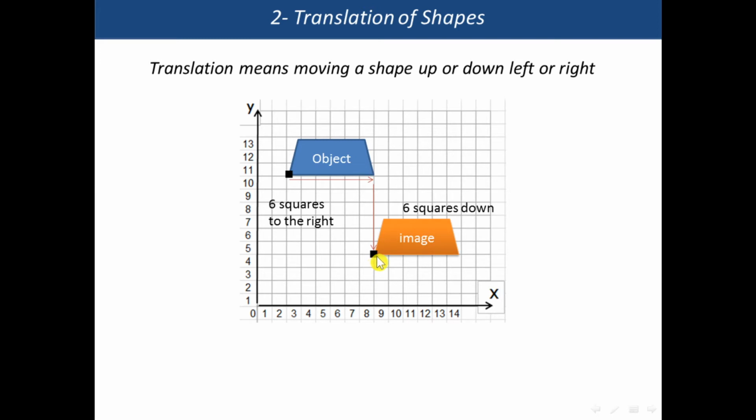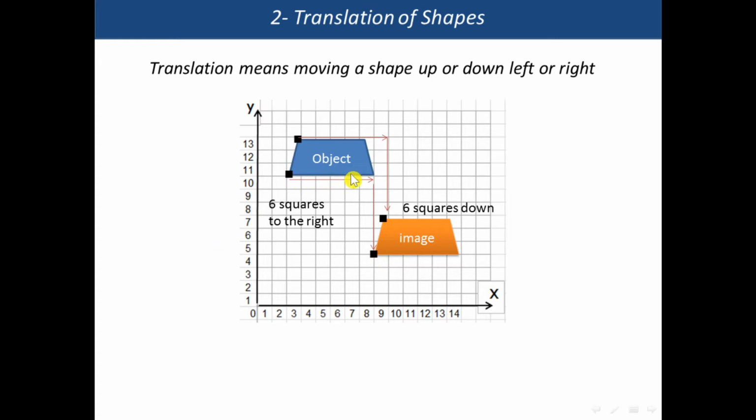So you shall start drawing from here. But before you start drawing, let me take another point. Let me take this point here in the object, and I also go 6 squares to the right and 6 squares down, and here is my second point. So now I have transformed my 2 points from the object to 2 points in the image part, okay? Now I can draw very easily.